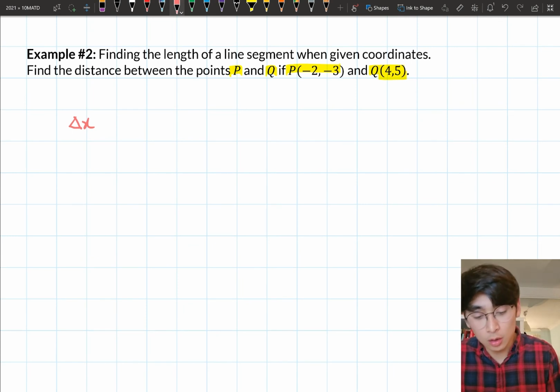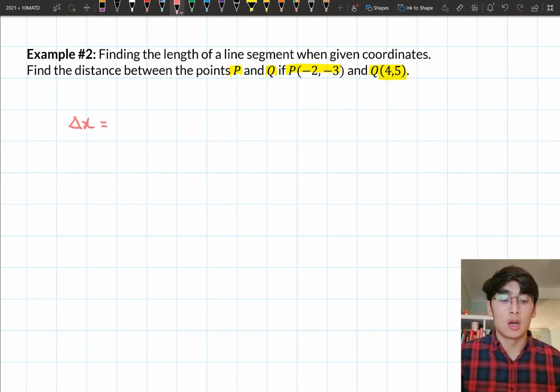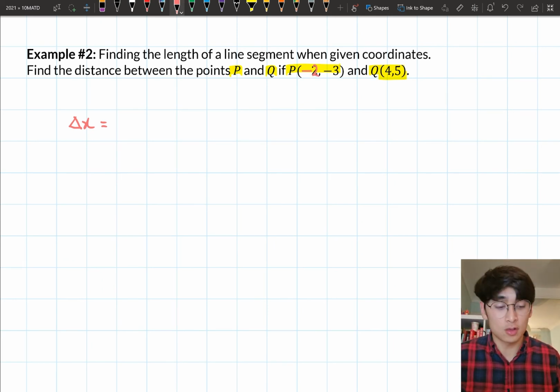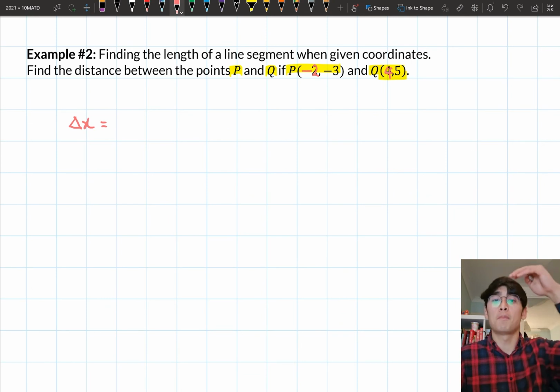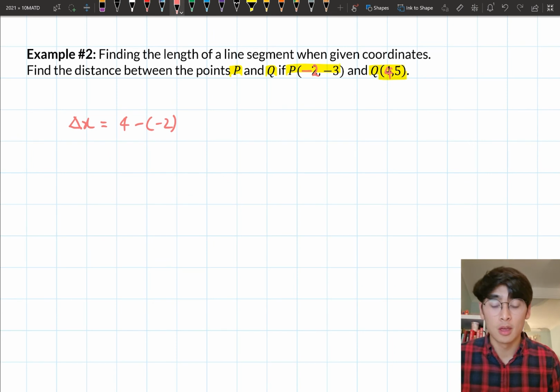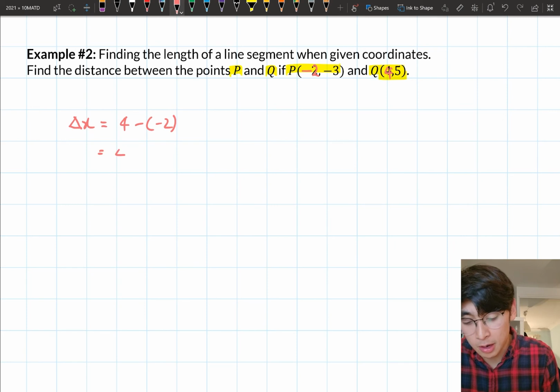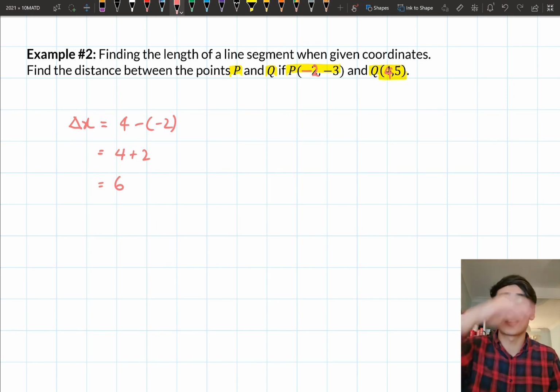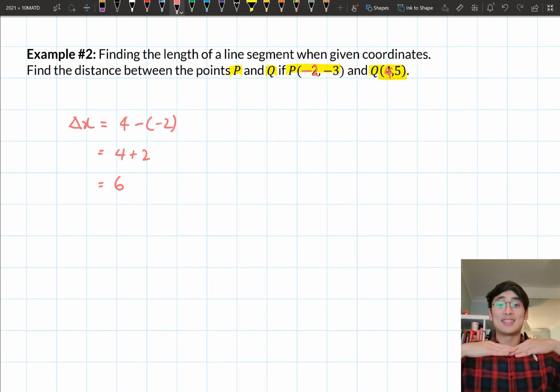Okay, let's look for the x coordinates. The x coordinate for P is -2, and the x coordinate for Q is 4. So I just want to subtract these two x coordinates. Usually what I said was to do the big one minus the small one. So I'm going to have 4 minus -2. Now notice here I've got a minus a negative number. That's just the same as plussing it. So this becomes 4 plus 2, and so here we get 6 for my delta x. Delta x is 6, or the horizontal length is 6.